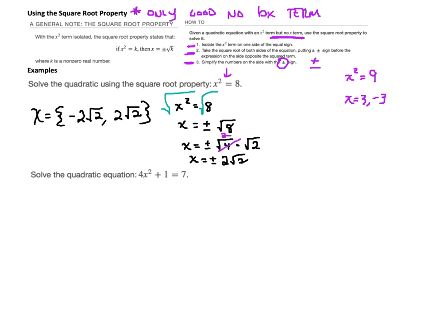Okay. This next one, we're going to use the same method, but we actually have to isolate the square before we can take the square root of both sides. So we start with 4x squared plus 1 equals 7. And then I am going to subtract 1 off of both sides. And that leaves me with 4x squared equals 6. I'm not done isolating yet. I need to divide that 4 off of both sides. And I get x squared is equal to 6/4, but that's the same thing as 3/2.